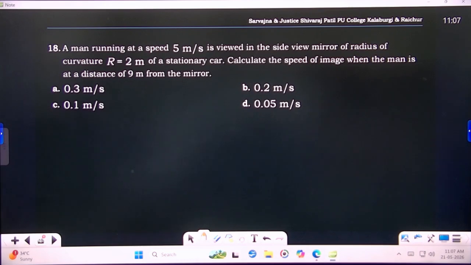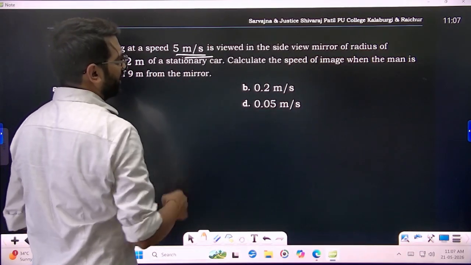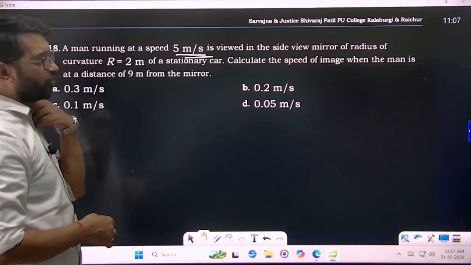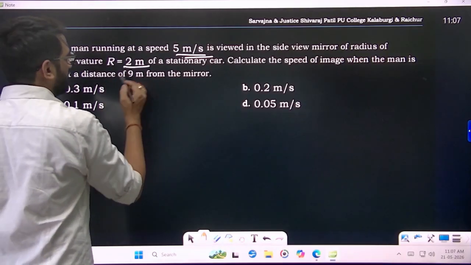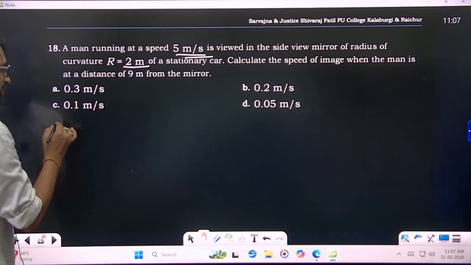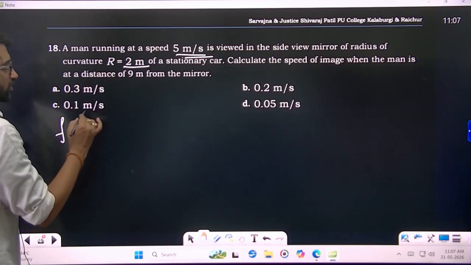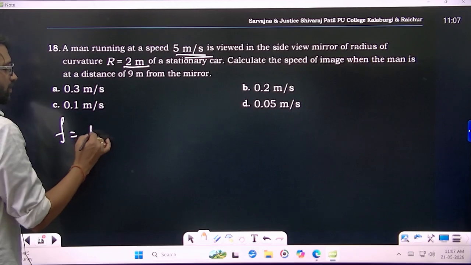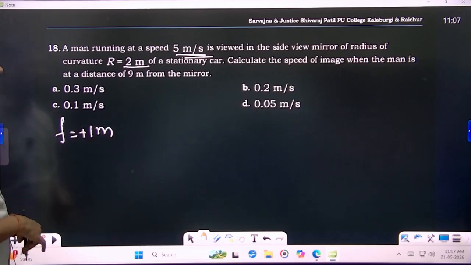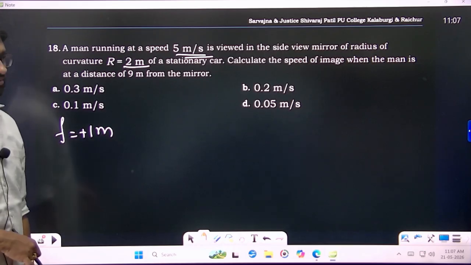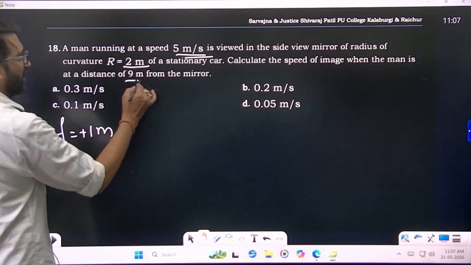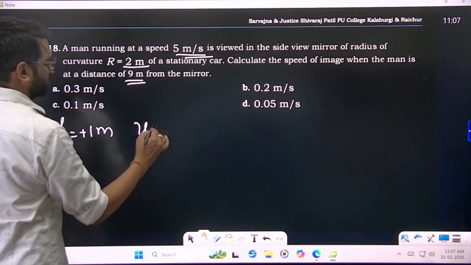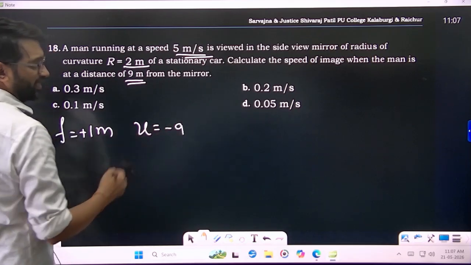Next, 18. A man running at a speed of 5 meter per second is viewed in a side view mirror of a stationary car. Side view mirror is a convex mirror of radius of curvature 2 meters. So if radius of curvature is 2, focal length is equal to r by 2, which is equal to 1 meter with a plus sign. Calculate the speed of the image when the man is at a distance of 9 meter. So the man's distance u is 9, which is minus 9.